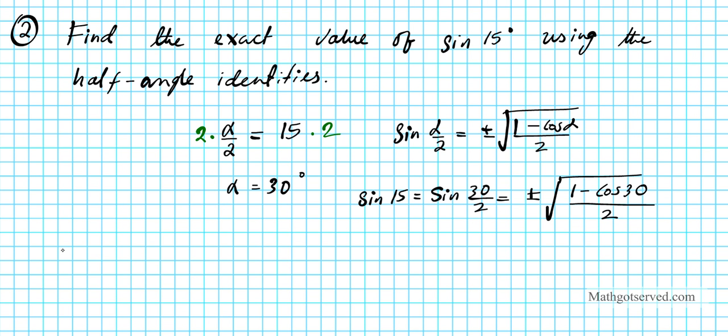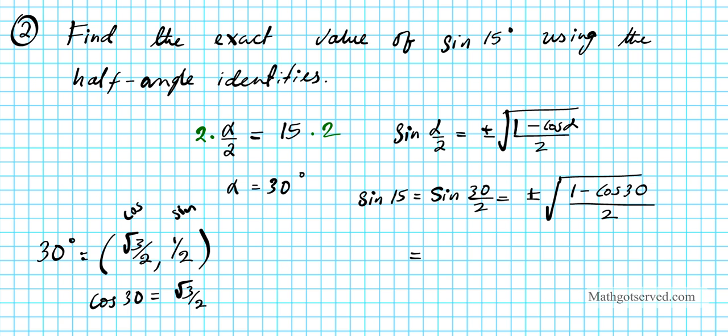So what is cosine 30? We can do this using a unit circle. If you look at 30 degrees on your unit circle, you'll notice that the x coordinate is root 3 over 2, and the y coordinate is 1/2. Recall that the x coordinate is your cosine and your y coordinate is your sine. So this basically tells me that cosine 30 is root 3 over 2. All right, so let's go ahead and input that in here. So we're going to have plus or minus the square root of 1 minus root 3 over 2 over 2.